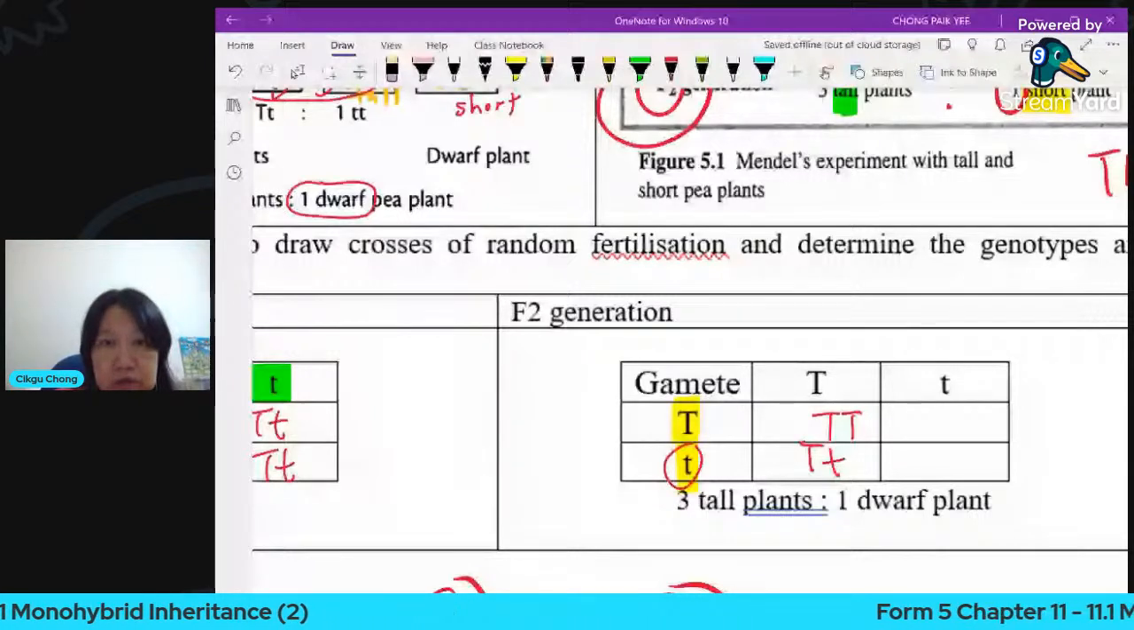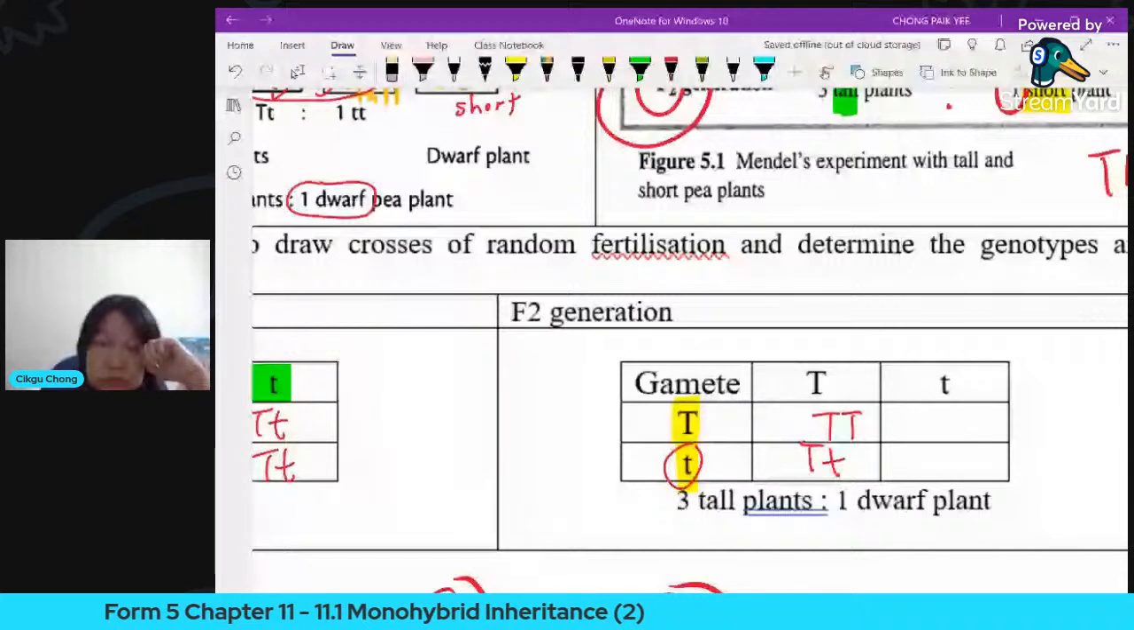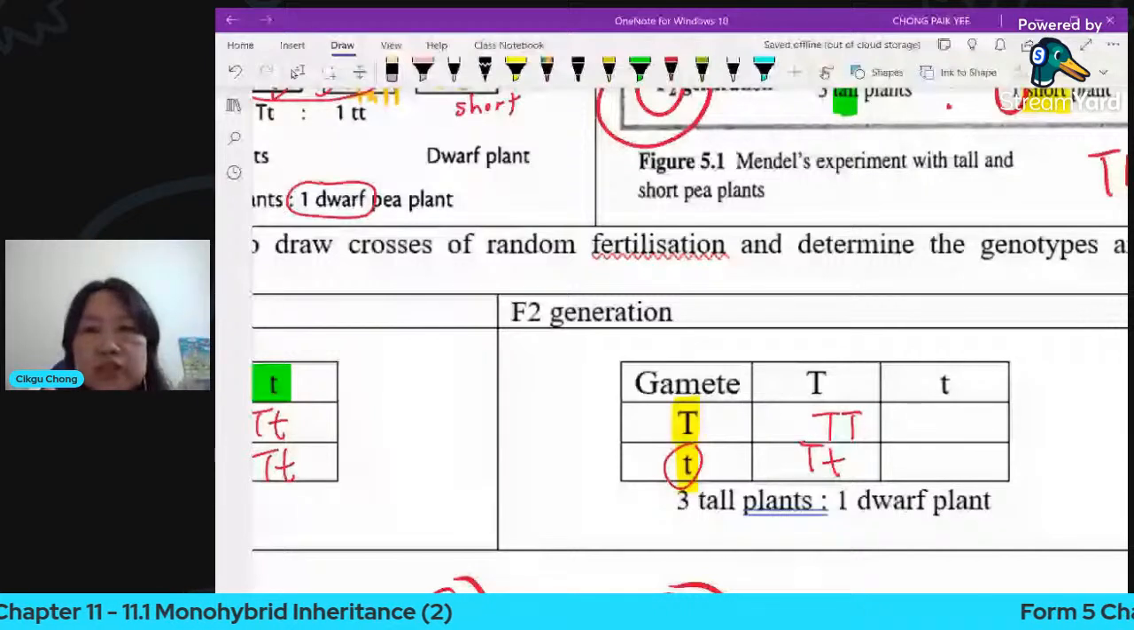Okay, 3 to 1. All right, understand? Now I want to warn you about one mistake that students always make when they draw their table. You know what they do?